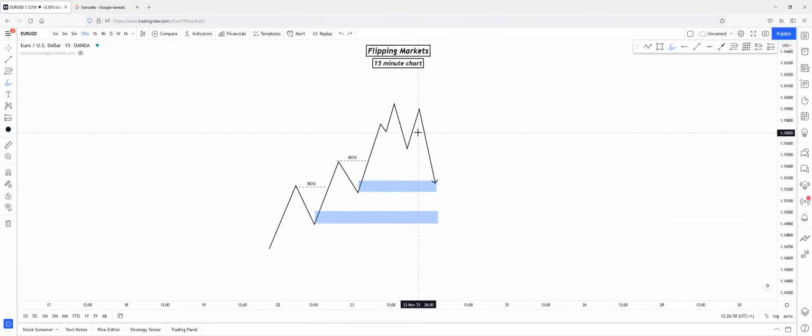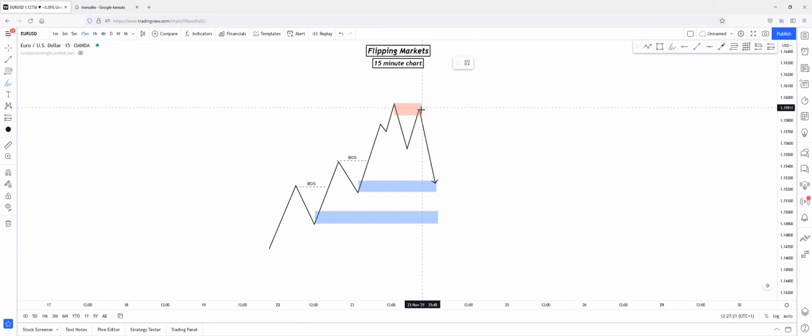So after a change of character, price will automatically create a zone, either a supply or demand zone. But we'll talk about change of character in the entry units. Okay, so after a change of character, price created a supply zone because it changed character to the downside. So this means supply is in control now. I will just draw a supply zone right here.